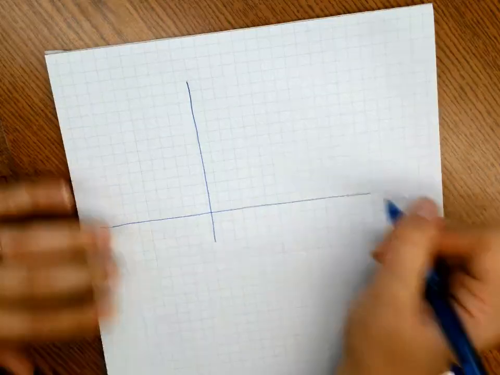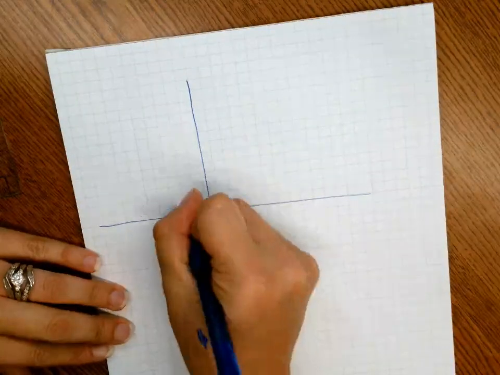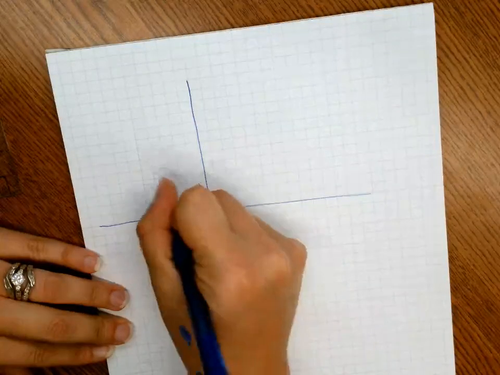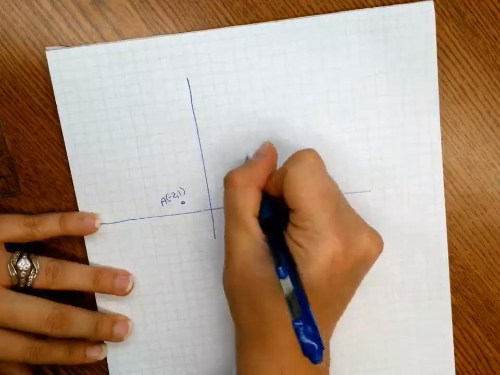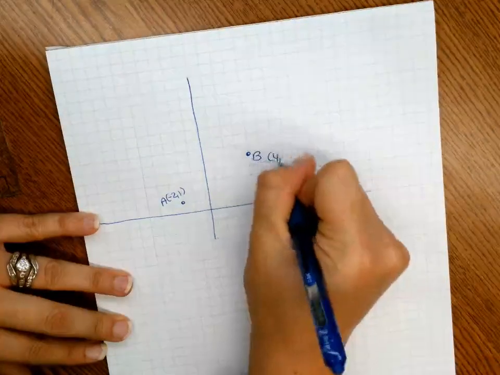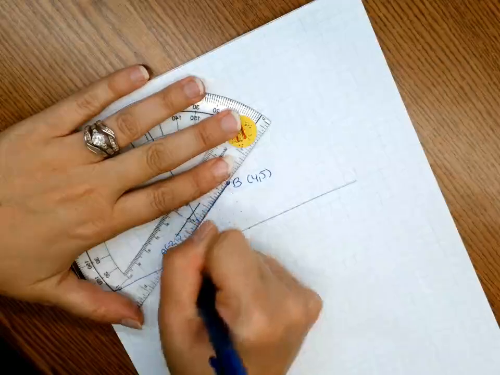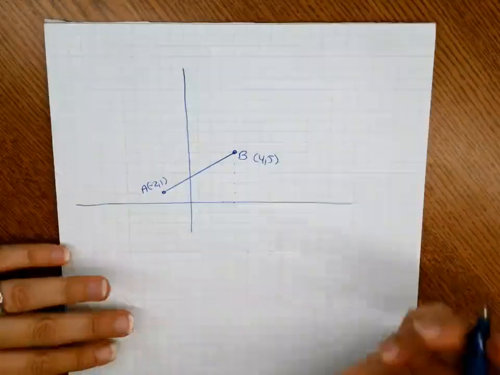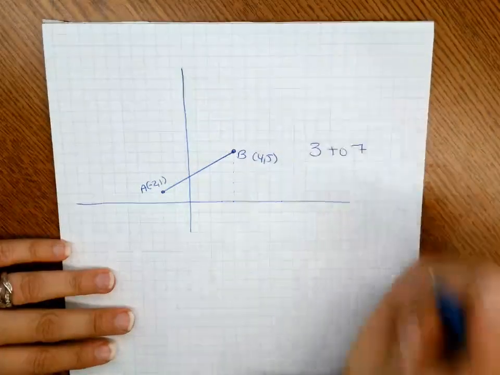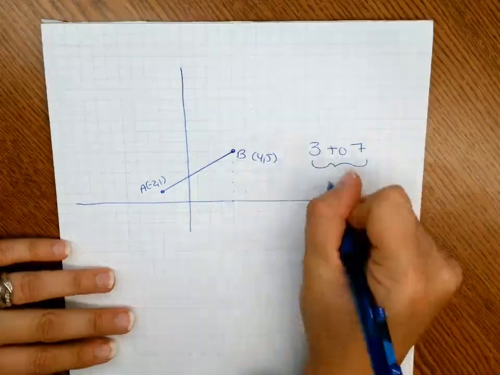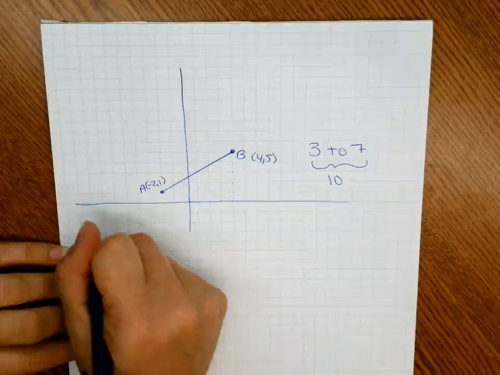A is at negative 2, 1. B is at 4, 5. And we have a 3 to 7 ratio. Add them together, 10 equal parts, right? We're starting here.